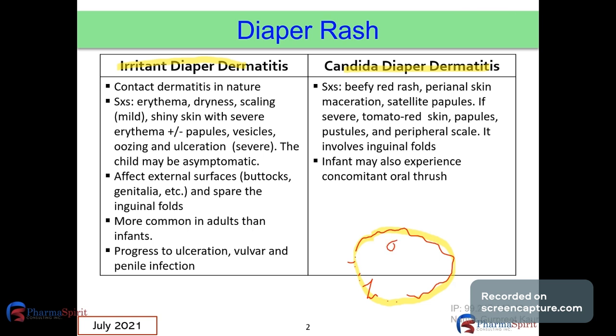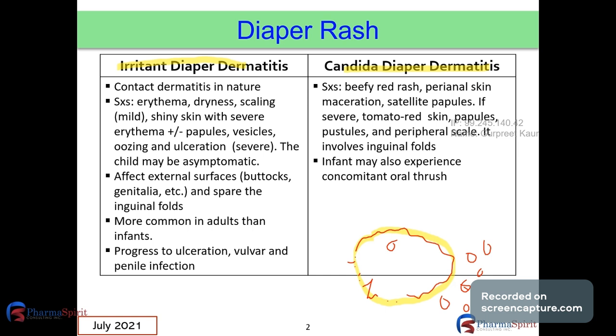So in diaper rash, it's one large area, but sometimes in the Candida, you will find the large area affected, and you will find outside some scattered satellite papules. So this is how you can differentiate between Candida diaper dermatitis and irritant diaper dermatitis.